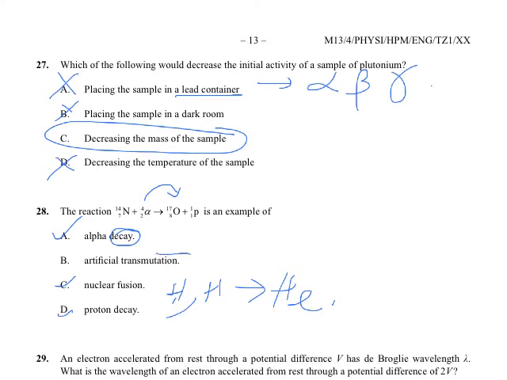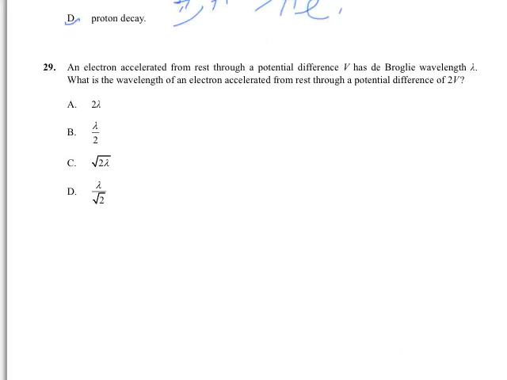This is happening because of an artificial situation where a particle is being absorbed. So this would be artificial transmutation. An electron that's accelerated from rest through potential difference V has a de Broglie wavelength of lambda. What is the wavelength of an electron accelerated from rest through potential difference of 2V?